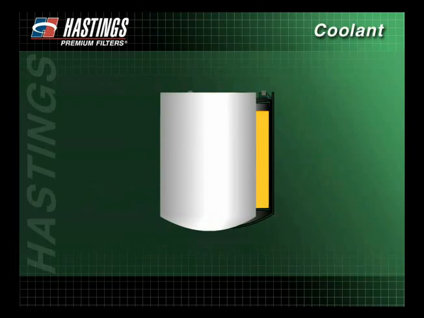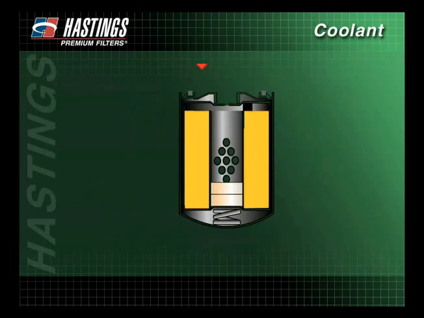When using a standard service spin-on coolant filter with chemicals, coolant enters here, is filtered through the media, then passes through the center tube. SCA pellets, located inside the center tube, dissolve as coolant passes through. The coolant then continues on into the engine cooling system.